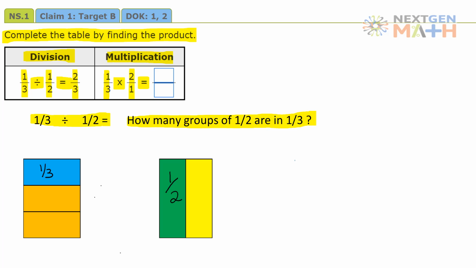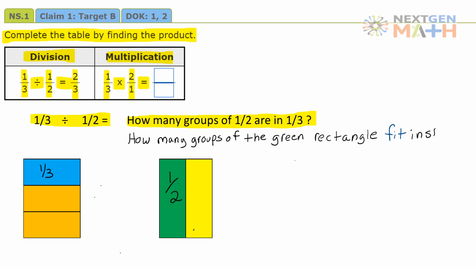So maybe a better way to ask this question is this. How many groups of the green rectangle fit inside the blue rectangle? Or what fraction of the green rectangle fits inside of the blue rectangle?